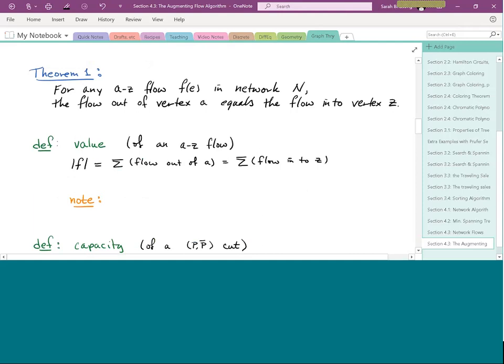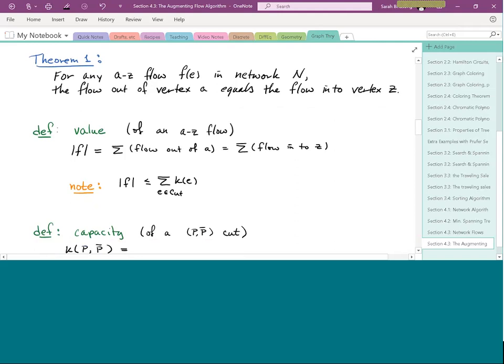And just as a heads up, that flow is always less than or equal to the sum of the capacities on all of the edges on some AZ cut that you have. Okay.